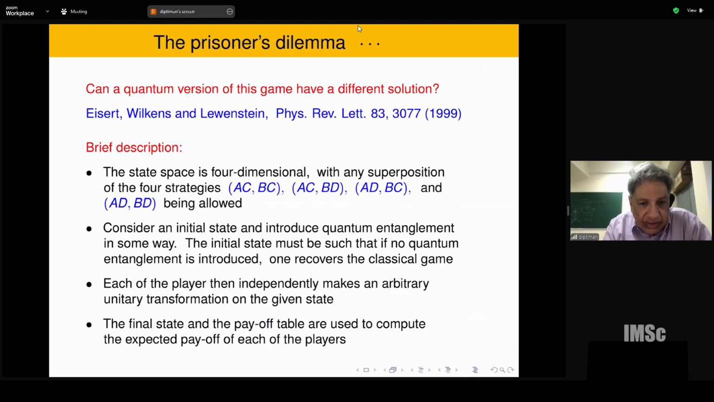Next, we consider some initial state, and then you introduce quantum entanglement in some way. You want to have the classical prisoner's dilemma that I've told you about as a particular limit of this quantum prisoner's dilemma. So the initial state must be such that if no quantum entanglement is introduced, you recover the classical game. Then each of the players independently makes an arbitrary unitary transformation on the given state, and I'll tell you what that unitary transformation is. And then the final state and the payoff table are used to compute the expected payoff of each of the players. So these are the broad ideas of this quantum version of the game.